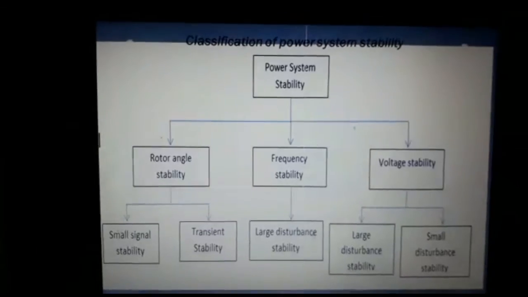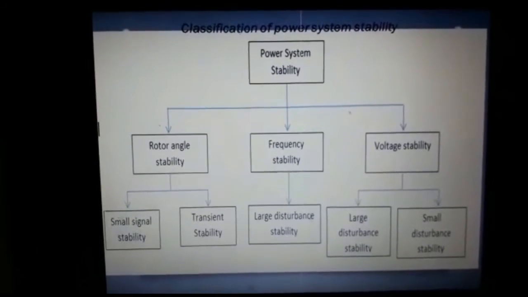Let's talk about the rotor angle. The rotor angle depends on the balance between electromagnetic torque due to the generator electrical power output and mechanical torque due to the input mechanical power through a prime mover. If in some generator the balance between electromagnetic and mechanical torque is disturbed, this will lead to oscillations in the rotor angle. So the rotor angle stability is further classified into small disturbance angle stability and large disturbance angle stability. And this is the classification of power system stability.